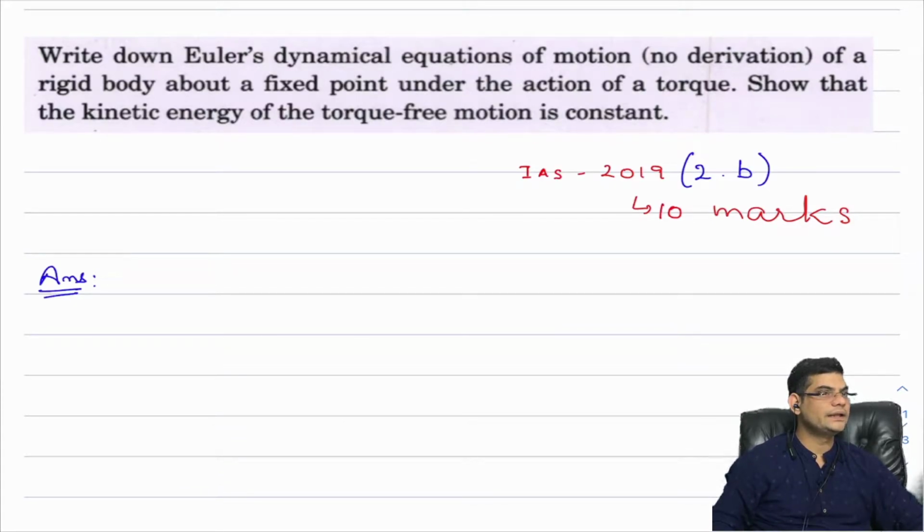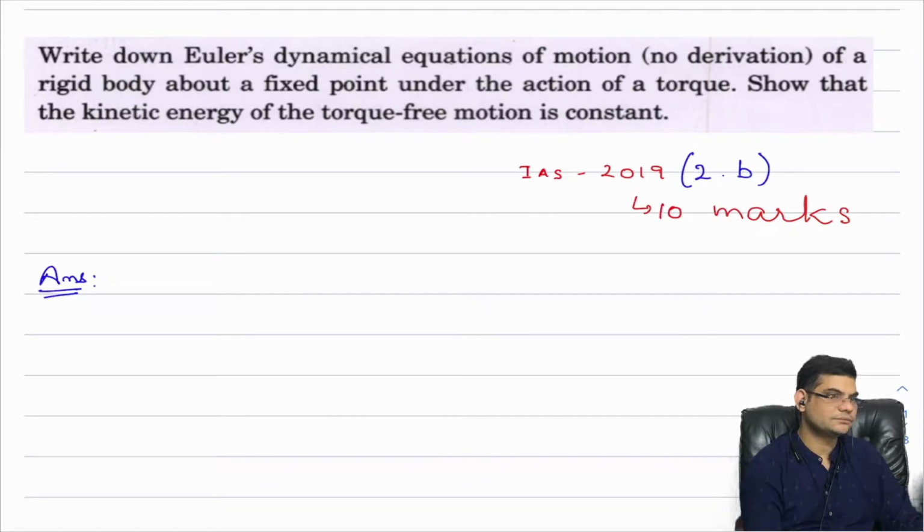Write down Euler's dynamical equation of motion, no derivation, of a rigid body about a fixed point under the action of a torque. Show that the kinetic energy of the torque-free motion is constant. This question appears in IAS 2019. It is a 10 marks question. Now let's try to solve it.